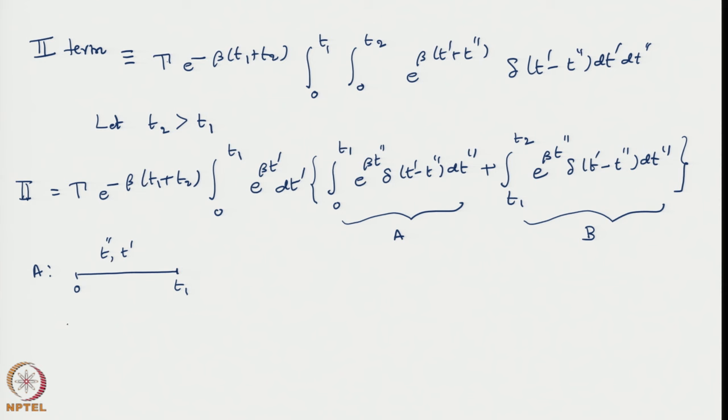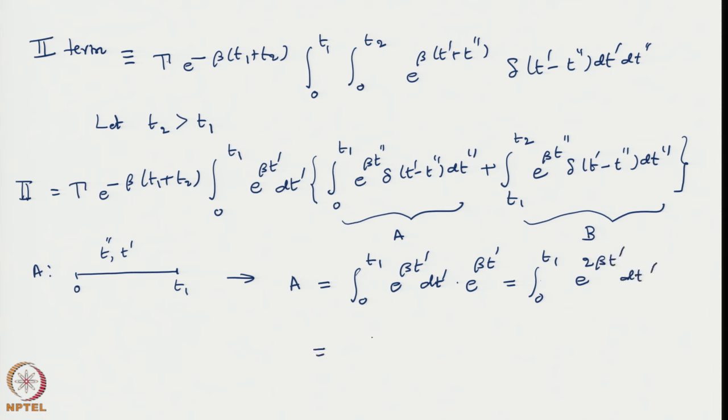So, we can see that the A integral will be simply 0 to t1 e to the power beta t prime dt prime, and t double prime is going to be t prime. So it will be e to the power beta again t prime only. This part of the integral can be easily evaluated because it is e to the power 2 beta t prime. So it is the integral 0 to t1 e to the power 2 beta t prime dt prime, which is going to be e to the power x dx. So it is e to the power 2 beta t1 minus 1 divided by 2 beta. So the A part of the integral is evaluated.